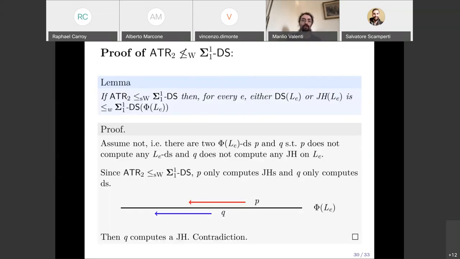Right. So what we proved is that either DS or JH of LE is mutually reducible to the set of solutions. In other words, every descending sequence through phi of LE either computes a descending sequence, or every descending sequence computes a jump hierarchy.